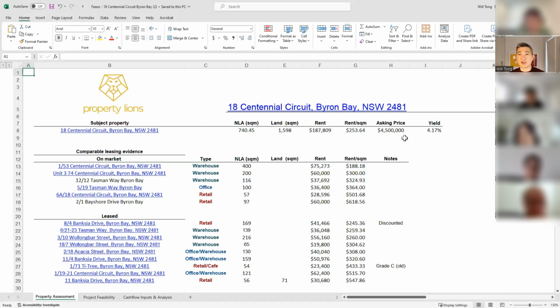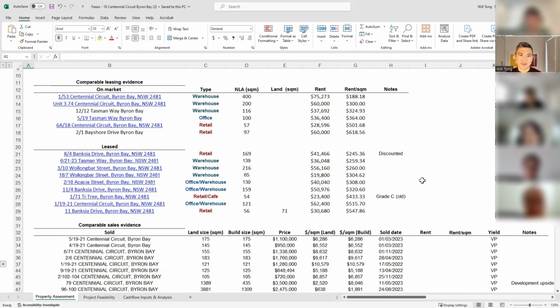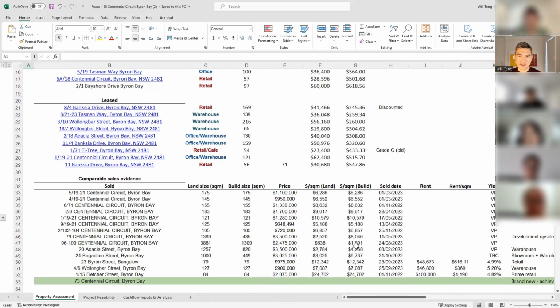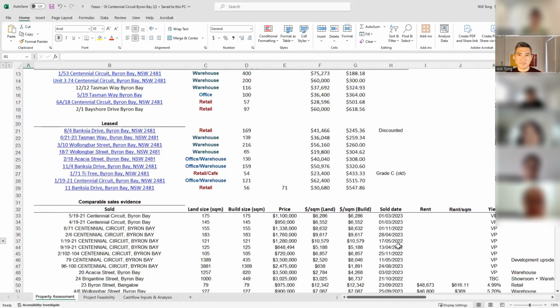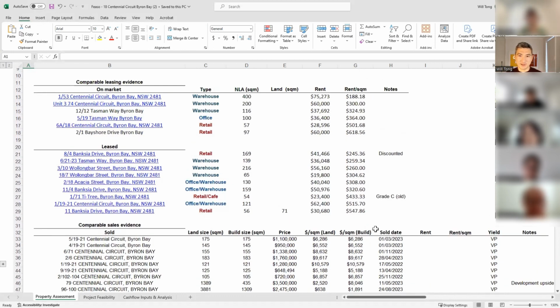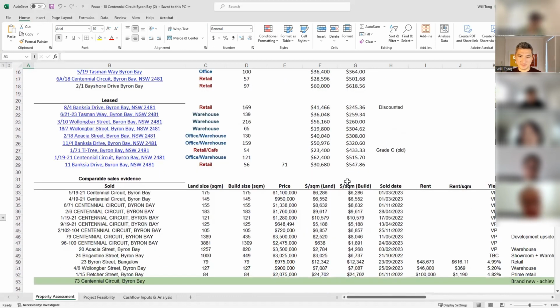The original asking price was 4.5, and we just went in there with a sledgehammer and smashed the owner and got it down to 3.8, which is a really good result. But looking at the rental evidence and the sales evidence, it's pretty compelling. Particularly looking at the sales evidence, we can see that a lot of the strata stuff that's been sold in the area are getting somewhere between 7 to 8.5 grand per square meter on build.